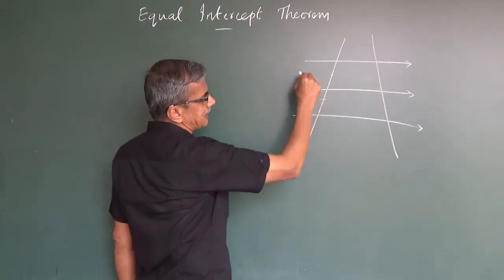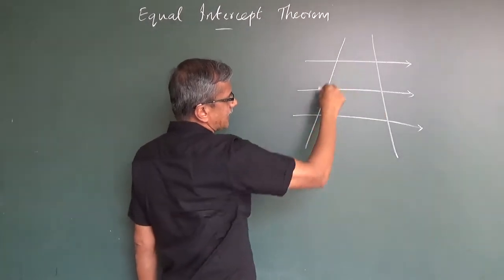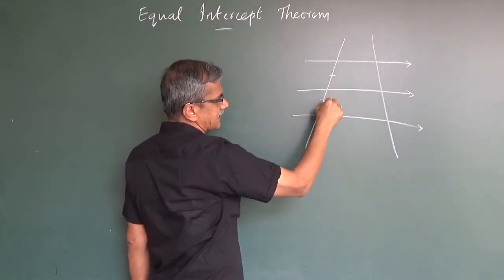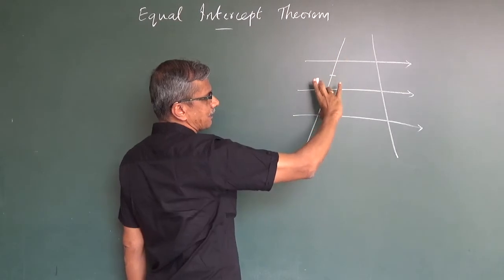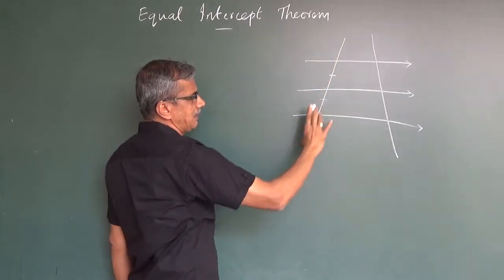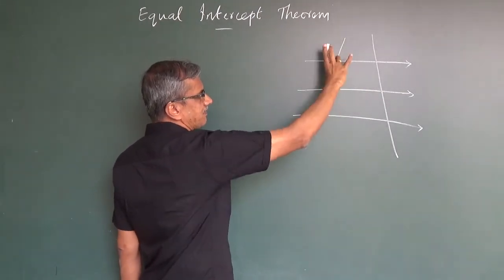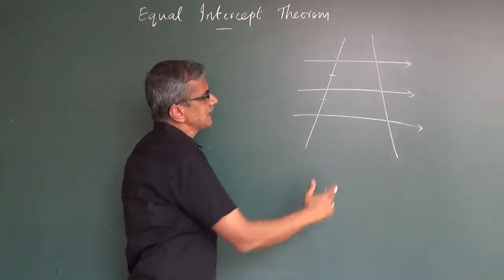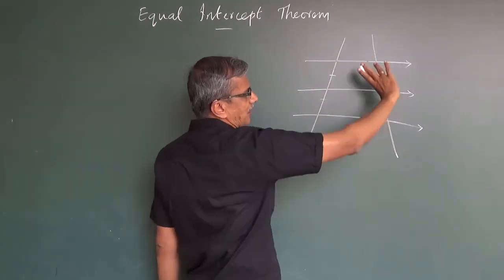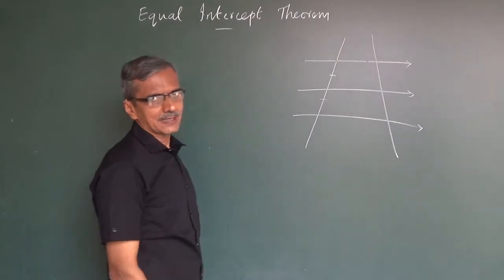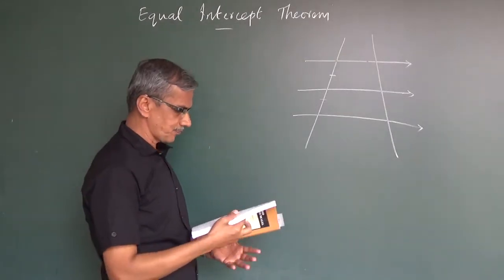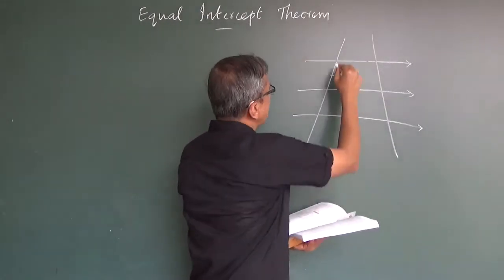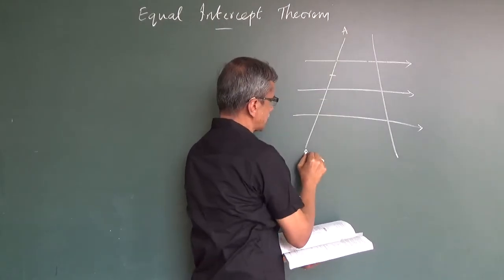I hope you understand. Three parallel lines, one transversal is making equal intercepts. This is called an intercept. This line is called a transversal, and this is an intercept. And if these intercepts are equal, then any other line cutting them will also make equal intercepts. So this is the theorem. Now we will see how to prove this.